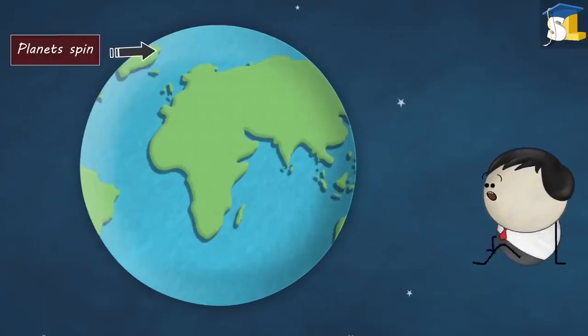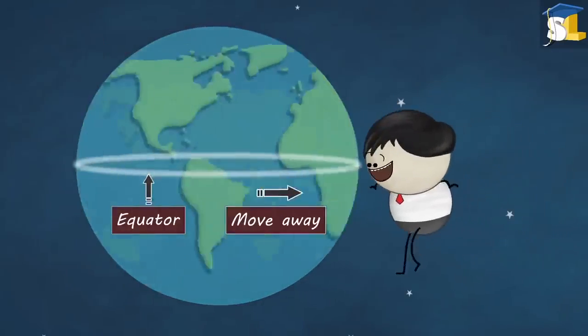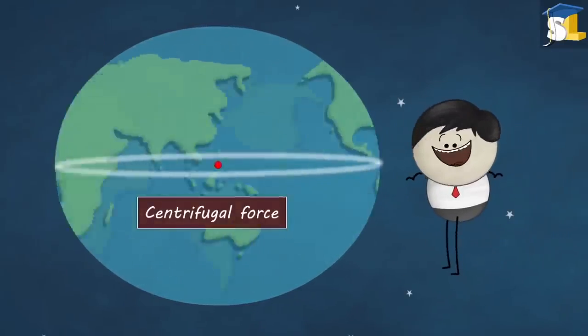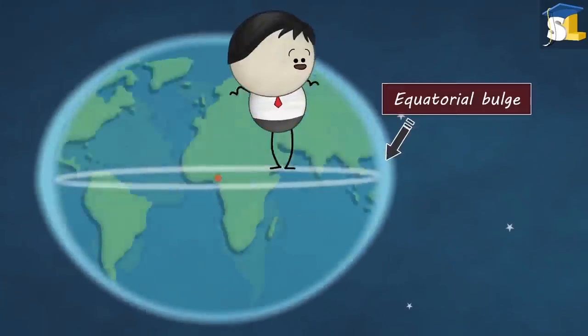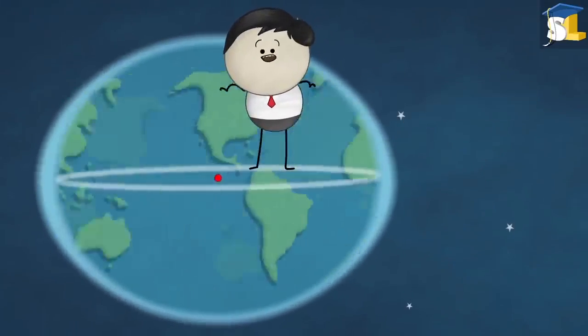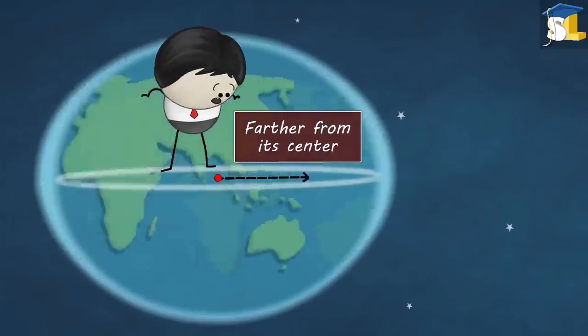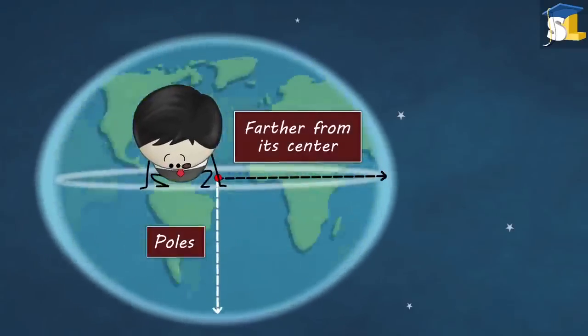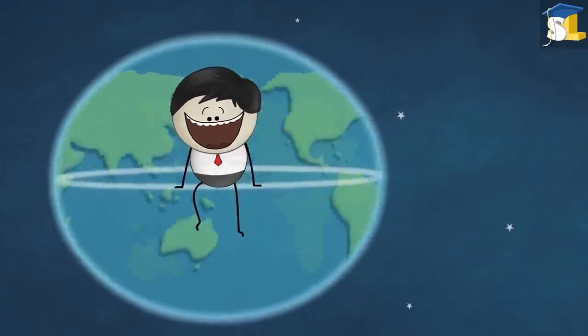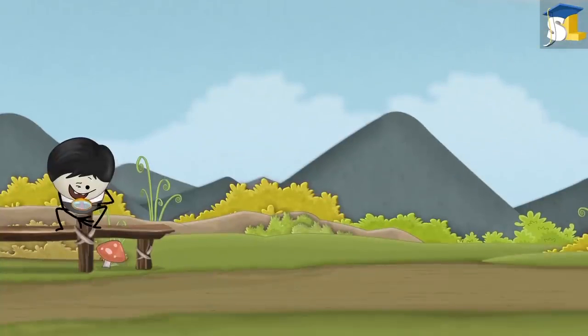Absolutely. When planets spin, things near the equator tend to move away from the center due to centrifugal force, resulting in formation of an equatorial bulge. Because of this bulge, the equator of a planet becomes farther from its center than its poles, creating a roughly spherical planet. Topic: Convex lens.